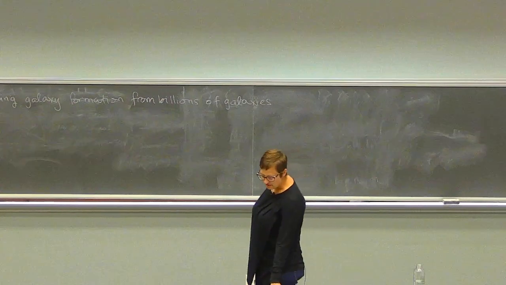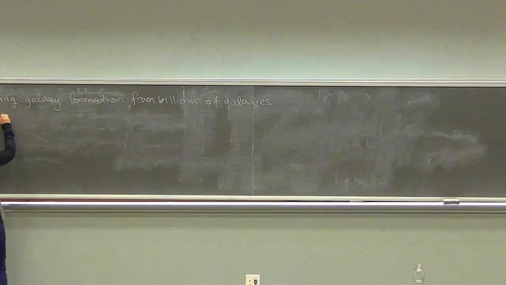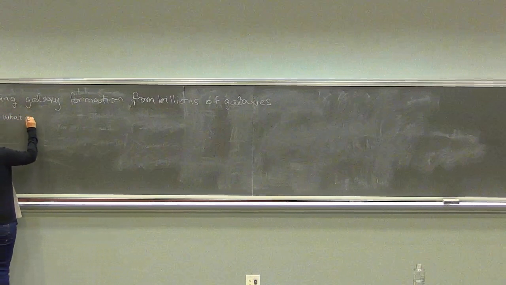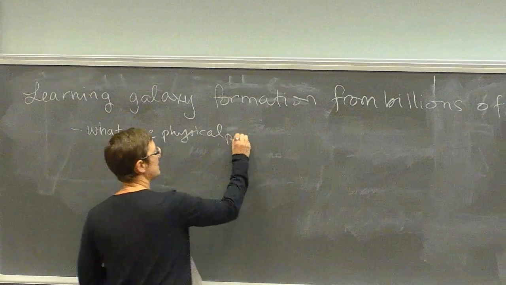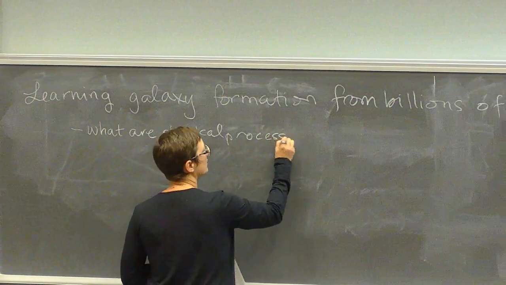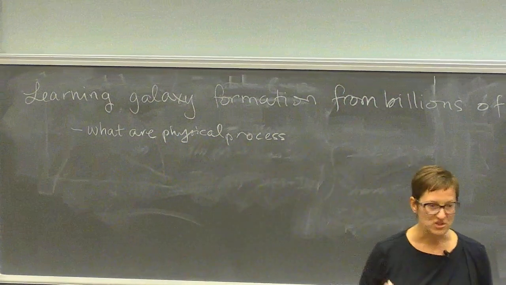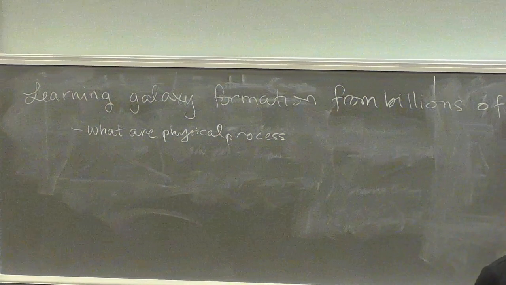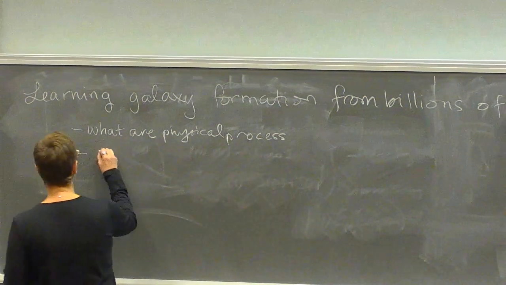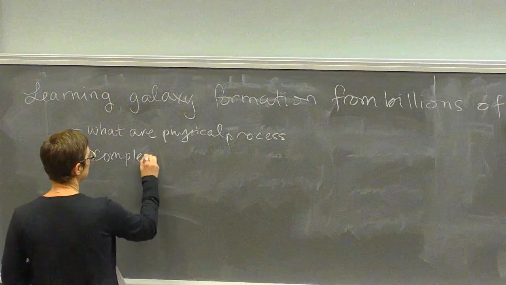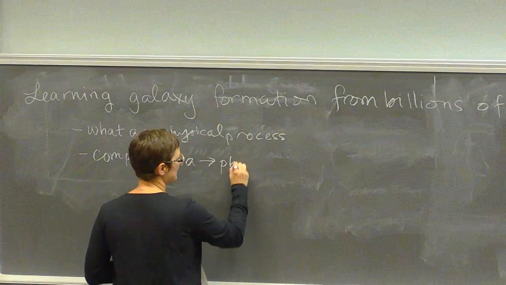So just starting with the very biggest picture about galaxy formation: what are the physical processes that set galaxy formation, that drive all of the properties of galaxies, their spatial distribution, how that evolves over time? How do we combine lots of complex data sets to get physics out of it?